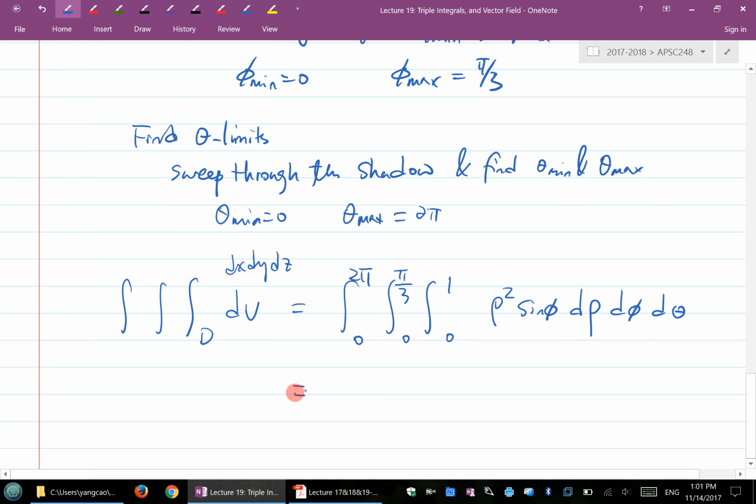Then you can calculate this triple integral one by one from inside to outside. It should be a very straightforward integral, there's really no trick, and you will get pi over 3. So practice yourself. The important part, if you're asked to evaluate in spherical coordinates, is to follow the procedures and find the limits properly.